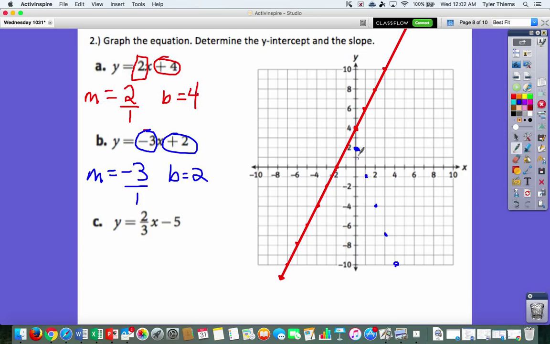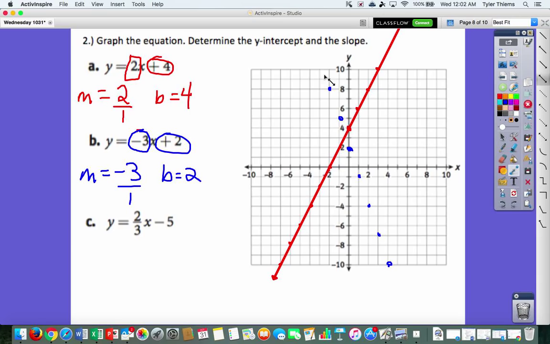And when you run off the graph and go up 3 and left 1, it's going to continue the pattern, just going in the opposite direction. Connect all these points, and it should form a straight line. Press pause and do letter C on your own.